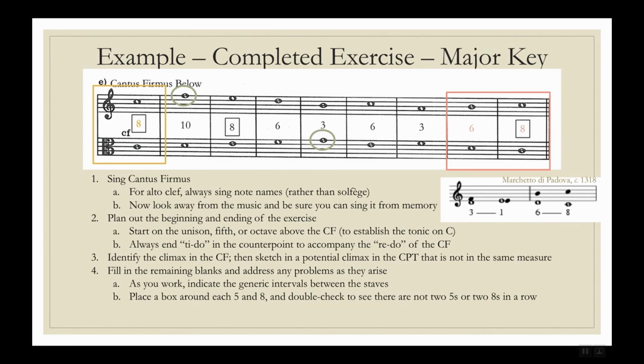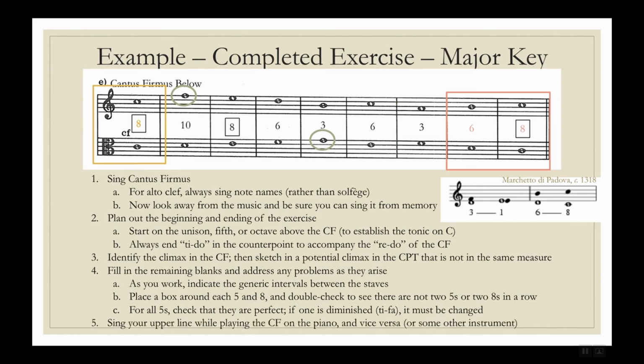And then double check to see that there are not 2 5ths in a row. 2 perfect 5ths, right? Or 2 octaves in a row. For all the 5ths, then also just make sure to check that they are perfect. If one of them is diminished between the Ti and Fa, right? Scale degrees 7 and 4, you have to change it. Change one of the notes. Okay, and then sing your upper line while playing the Cantus Firmus on the piano, and then vice versa. So let's go ahead and do that.